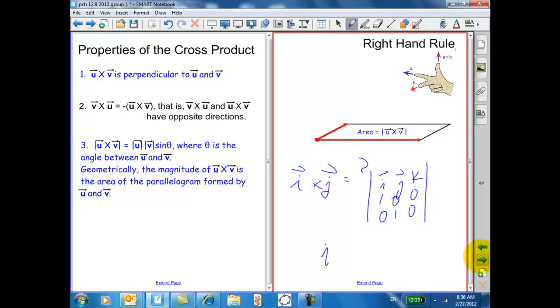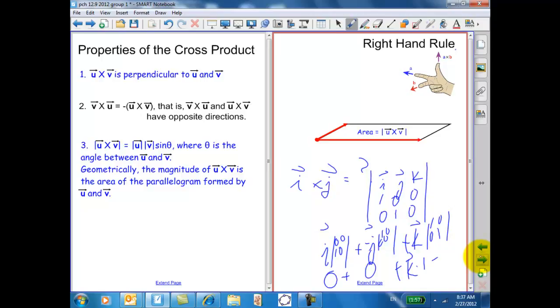Well, you got i times the minor of i, j times the minor of j, throw in the negative there, k times the minor of k. And so let's take a look here. Oopsie, i has a determinant of 0, 0, 1, 0. That's 0. And j is 1, 0, 0, 0. That's 0. And k is 1, 0, 0, 1. This is something called the identity matrix, and it works out to be 1, so you just get k. So you do just get k for i cross j.